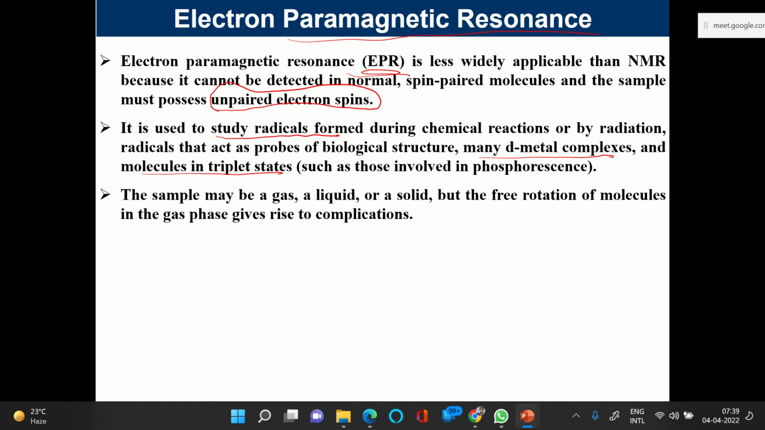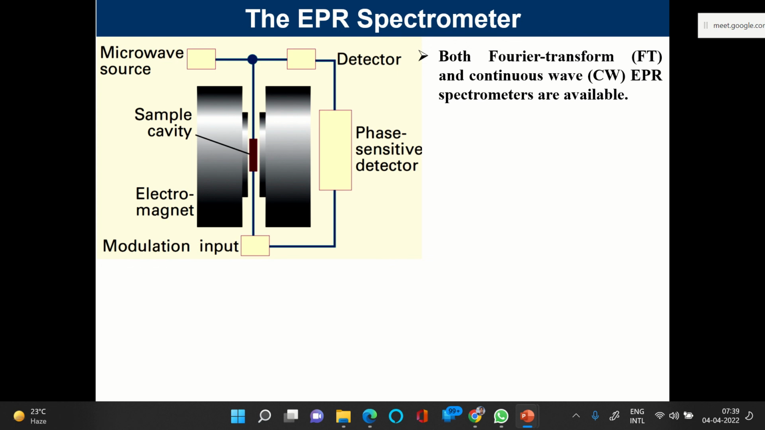So we can have gas, liquid or solid, but in gas molecules it is very difficult, because rotation of the molecules complicates the overall situation. If you fix the sample and then analyze the spin, then analyze the magnetic moments, it is easier.